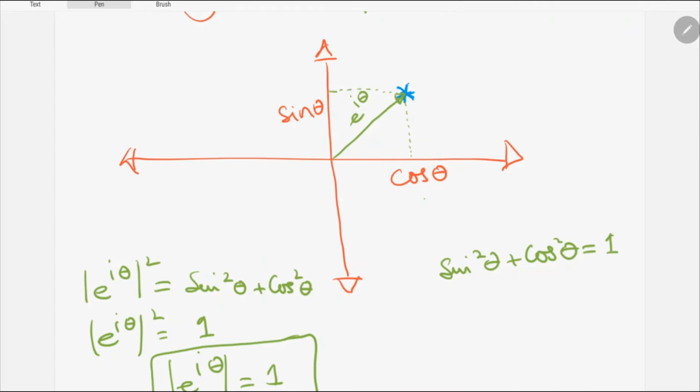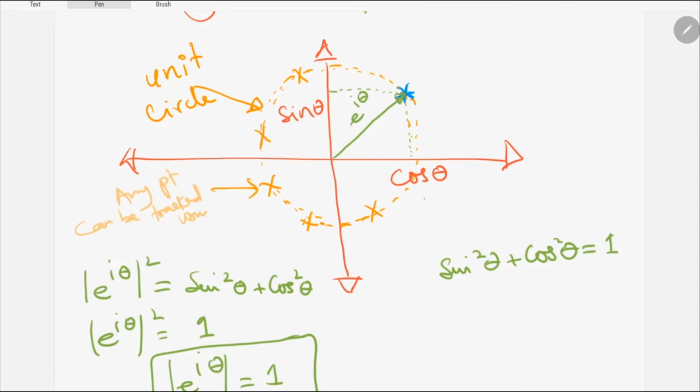So if you have this thing enclosed in a unit circle, let's call it a unit circle, then on this unit circle any point can be tracked using only theta, right? So this thing becomes the phasor.